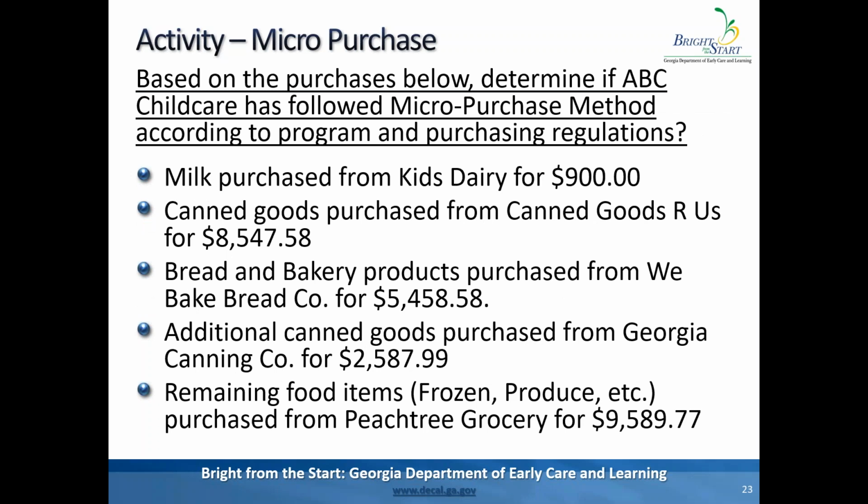So what we have is the milk was purchased from Kids Dairy for $900. Canned goods were purchased from Canned Goods R Us for $8,547.58. Bread and bakery products were purchased from We Bake Bread Company for $5,458.58. Additional canned goods were purchased from Georgia Canning Company for $2,587.99. And the remaining food items, frozen foods and produce, were purchased from Peachtree Grocery for $9,589.77.